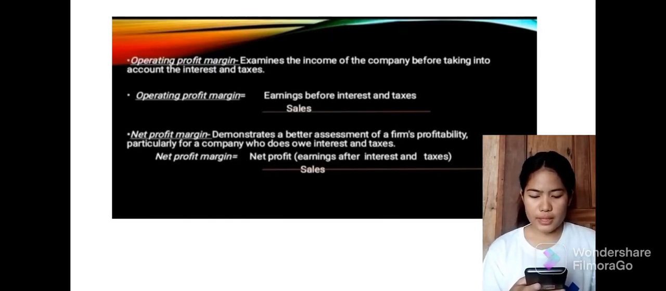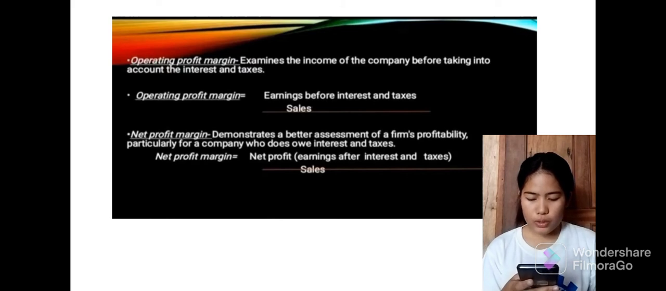Operating profit margin examines the income of the company before taking into account the interest and taxes. Operating profit margin is equal to earnings before interest and taxes divided by sales. The difference between gross margin and operating margin is that the latter takes into account overhead cost, not just direct cost of goods sold. Net profit margin demonstrates a better assessment of a firm's profitability, particularly for a company that does owe interest and taxes.